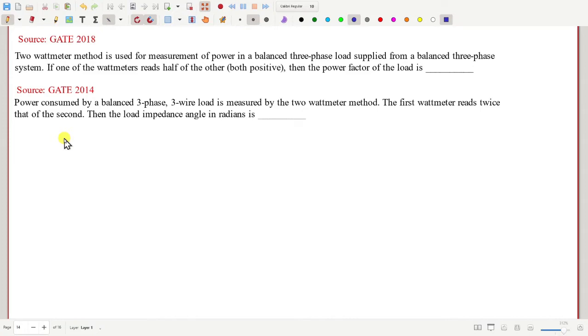How much is the power factor? Plus minus 30, plus minus 5 or 6. Yeah, right, you are right. Okay, so how do we do this?